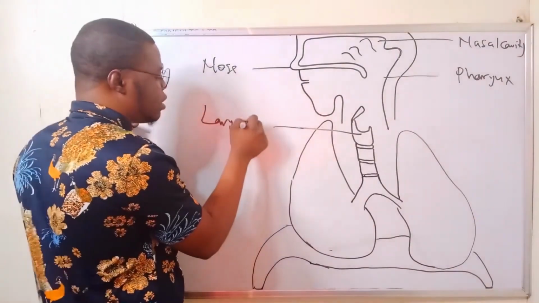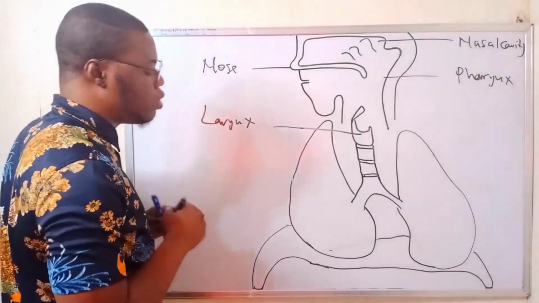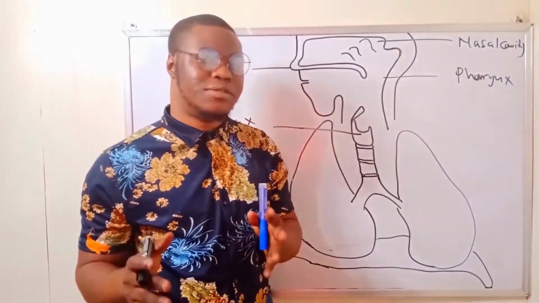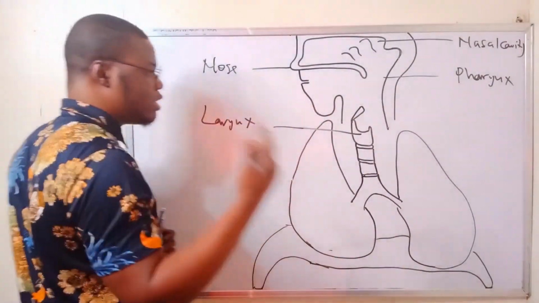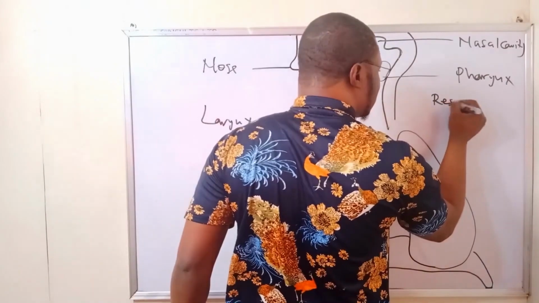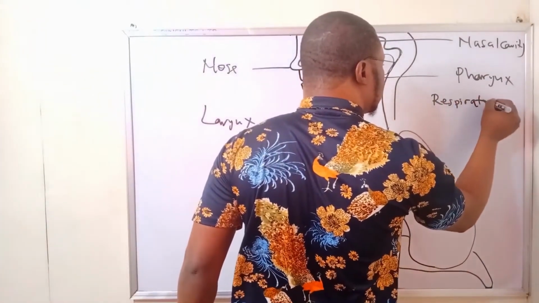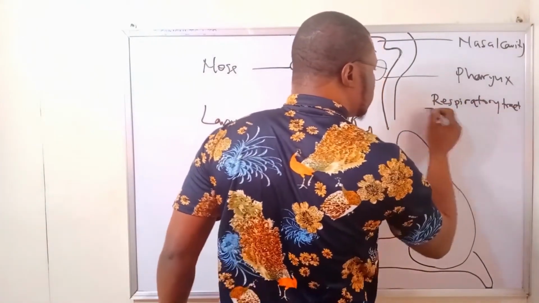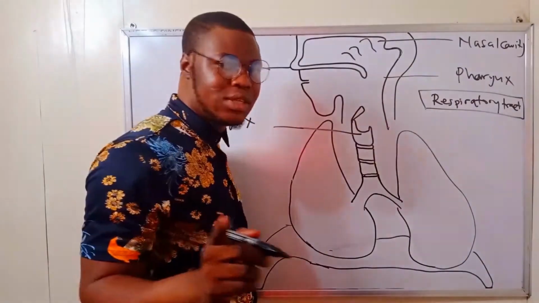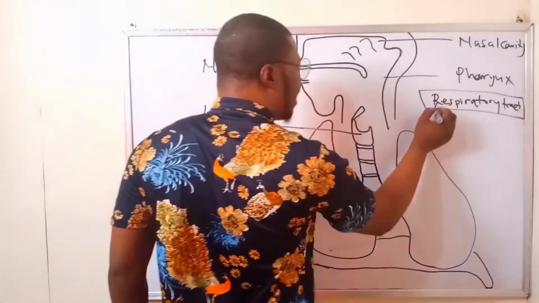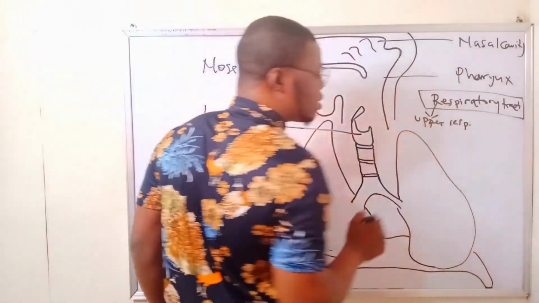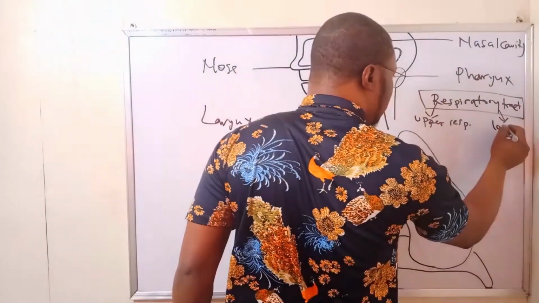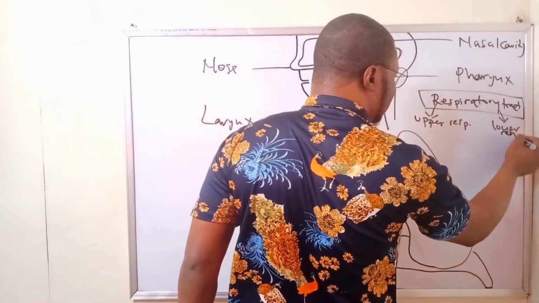Now I'd like to stop right here because I'd like to teach you what we call the respiratory tract division. So the respiratory tract, so RT, the respiratory what? Respiratory tract is divided into two. So we have two what? Two respiratory tracts. So the first one is called the upper respiratory tract. Upper what? Upper respiratory tract. And the second one is called the lower respiratory tract.